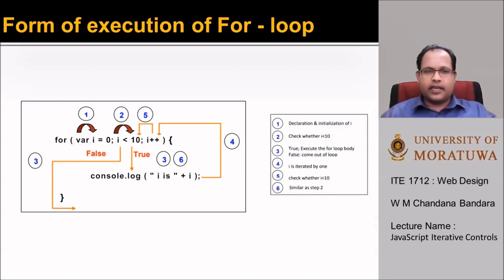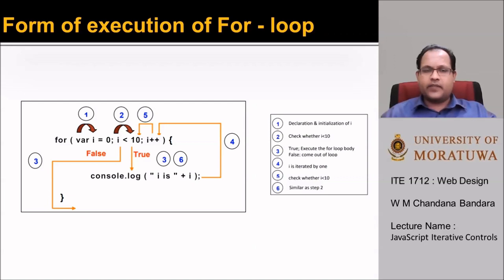So it comes back here as the fifth step and again checks. Okay, now I is 1, still less than 10. Comes here, prints I is 1, goes back here, increments, and again comes here. Now I is 2, likewise it goes up to I is 9. Even when I is 9, this is satisfied, right? So it will come to this section and it will write I is 9.